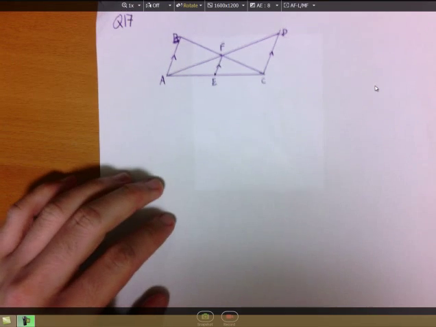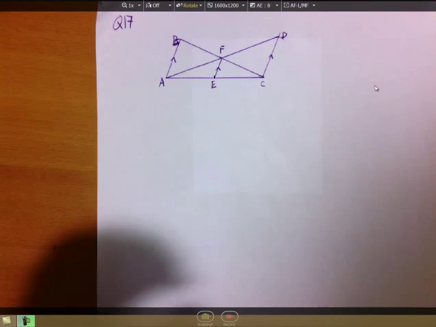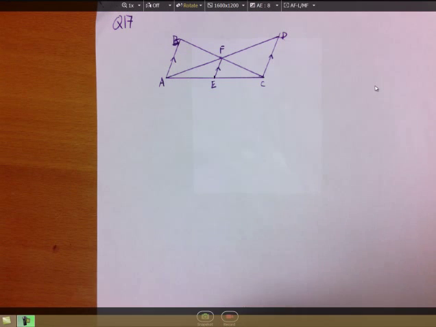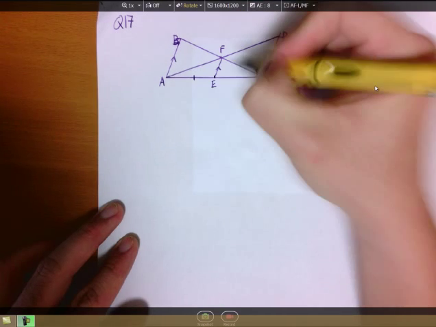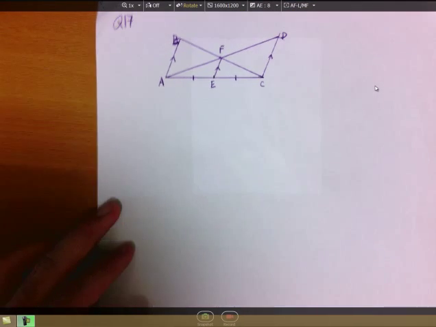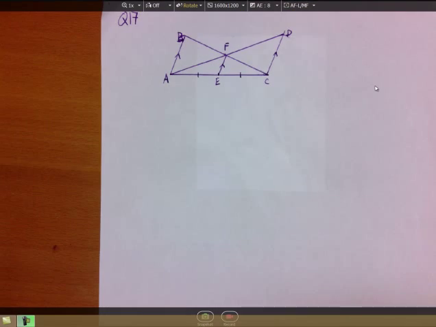Okay, question 17. This is the diagram from the book. Please take note that you do not need to copy out these diagrams. I copy them out so that it's easy for me to explain it to you. Basically, let's label things that we know. The lines are parallel, and AE to AC is 1:2. So therefore, I know that AE is equal to EC, because AE to AC, the ratio is 1:2.